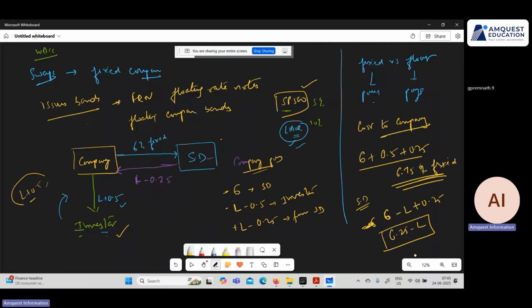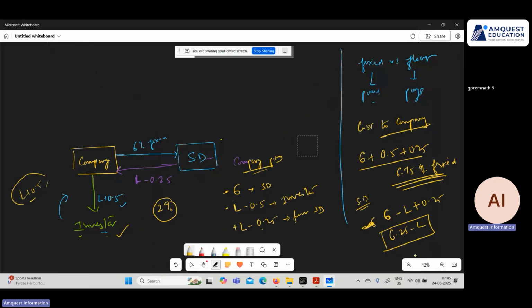Now, depending upon how the market moves, there are questions that we will solve. Let's just take two very simple scenarios, where my LIBOR is 2%, and where my LIBOR is 10%. We can clearly see that there is no component of L for the company. He's going to pay 6.75, fixed, effectively. And the swap dealer, what is his profit and loss?